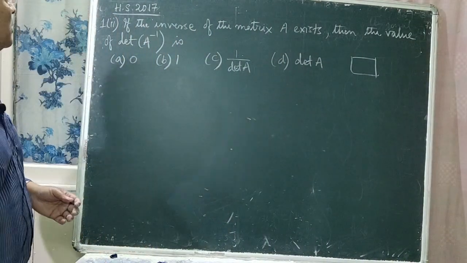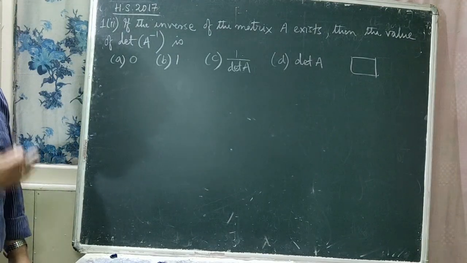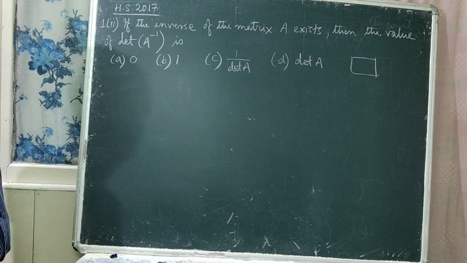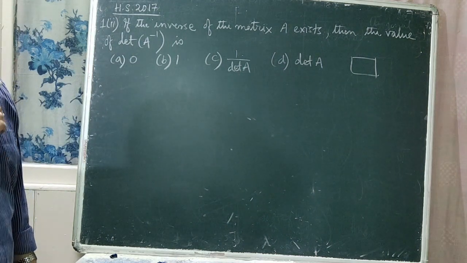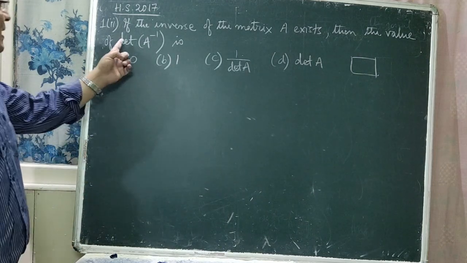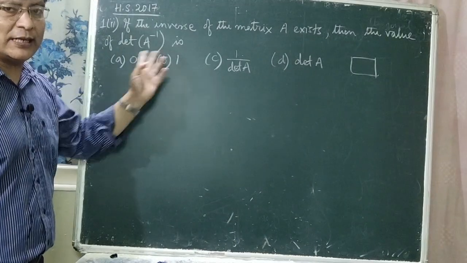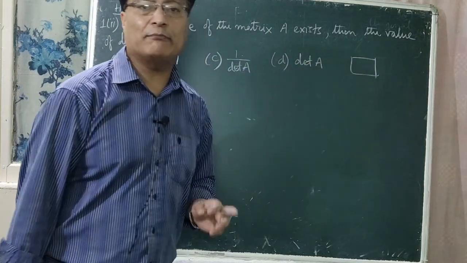Now we are doing the next question, that is from HS 2017. That is question number 12. This is also an objective type of question. If the inverse of the matrix A exists, that means the inverse of the matrix A exists, then the value of det within bracket A inverse is, which is the correct option? Is it A, B, C or D? You have to write down the correct option in this blank box.